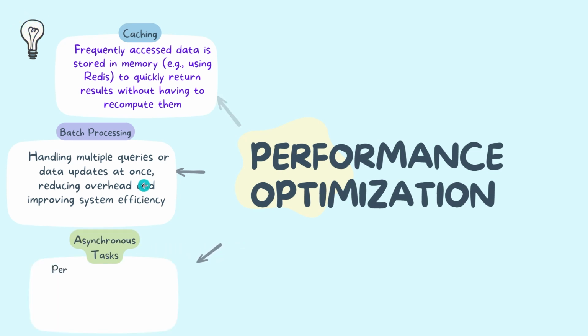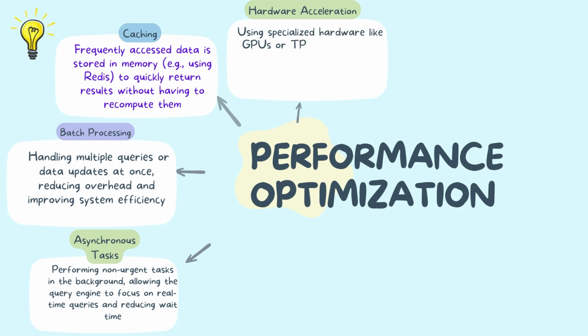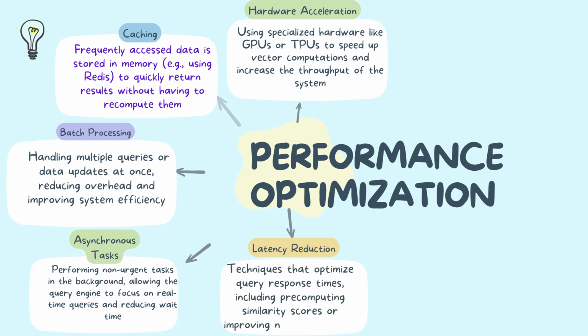Asynchronous tasks. Performing non-urgent tasks in the background, allowing the query engine to focus on real-time queries and reduce wait time. And finally, hardware acceleration. Using special hardware like GPU or TPU to speed up vector computation and increase the throughput of the system. Latency reduction. Techniques that optimize query response time, including pre-computing similarity scores or improved network routing.